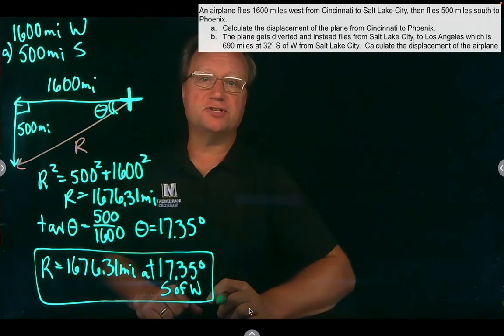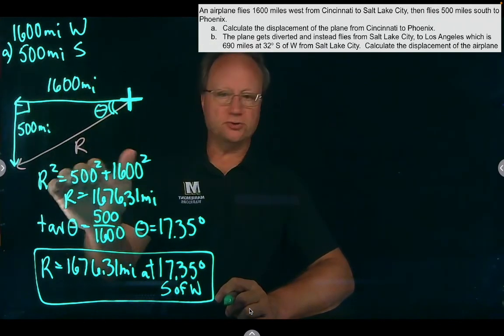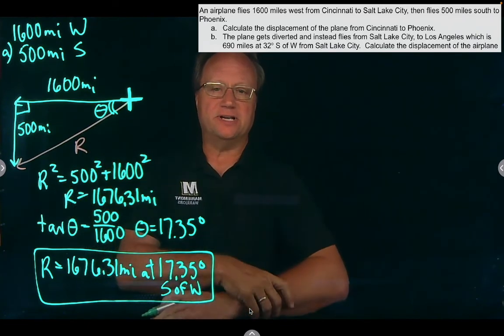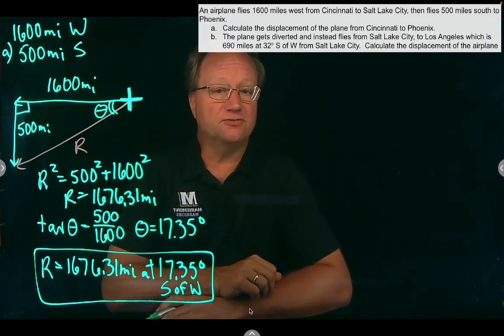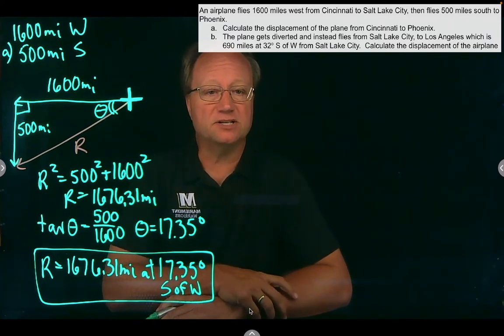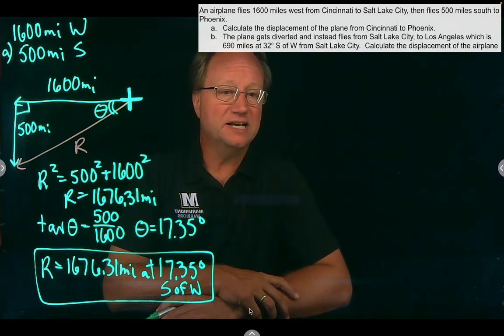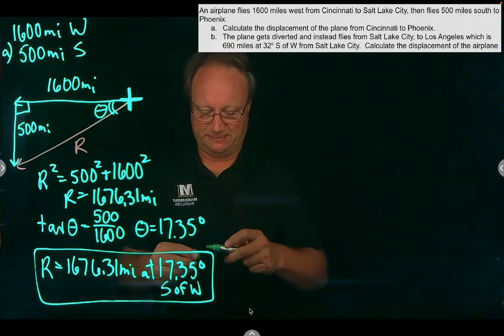So if you have a situation where you have the vectors forming a right angle, you can go straight to Pythagorean theorem and the trig functions. Now, in part B, some different things happen. The plane gets diverted, so it still flies from Cincinnati to Salt Lake City, but then instead it flies from Salt Lake City to Los Angeles, 690 miles at 32 degrees south of west.